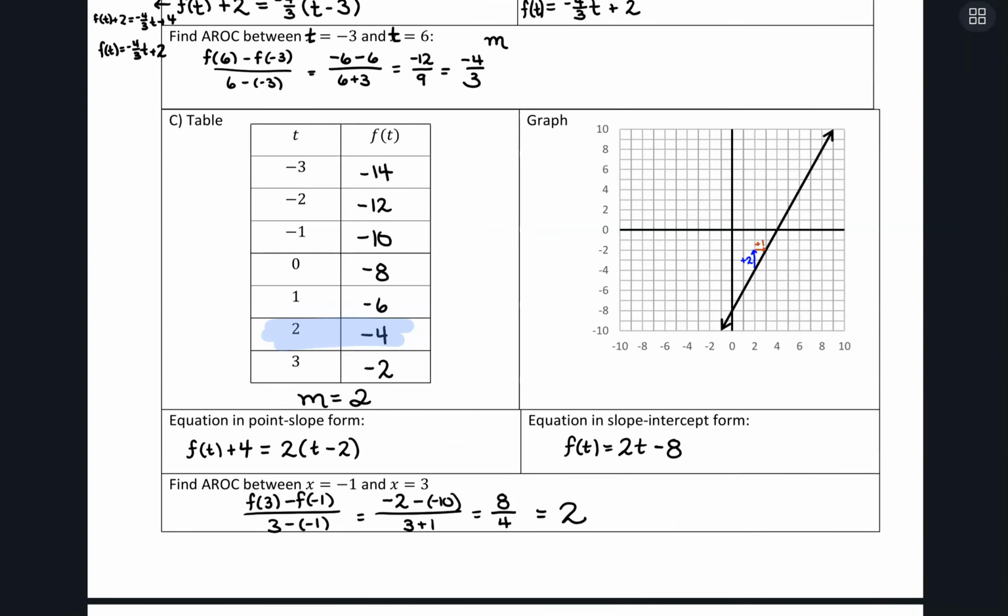Okay, so there's all sorts of different formats that we can work with our linear functions.